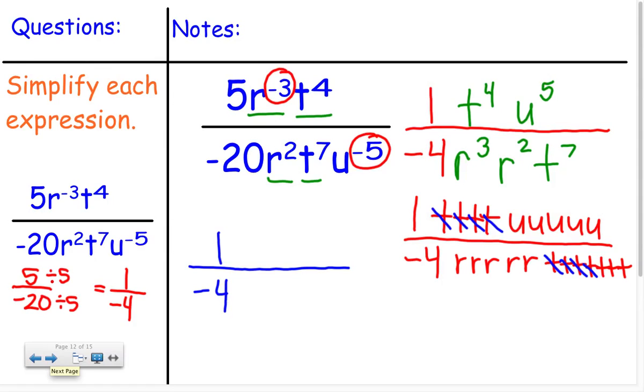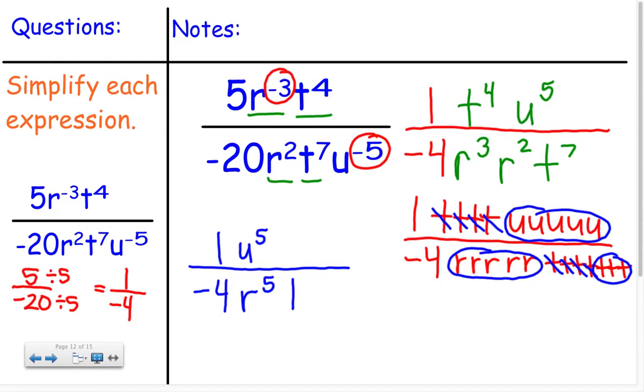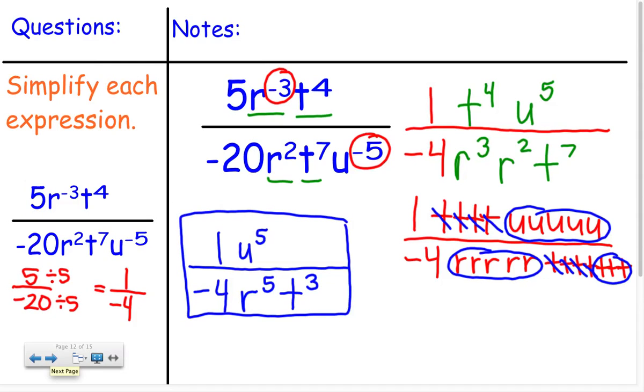Okay, so my final answer, I've got 5 U's, yep, and 5 R's, and 3 T's. So this right here is my answer.